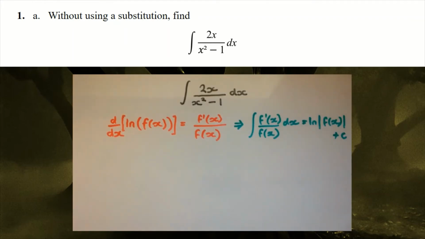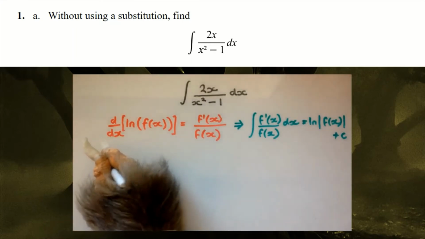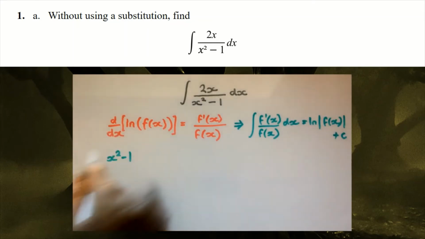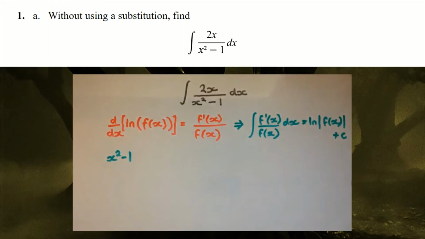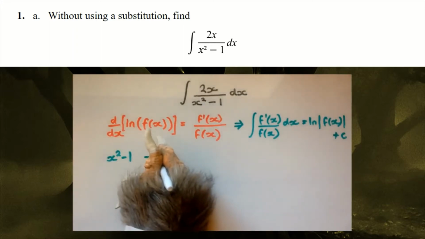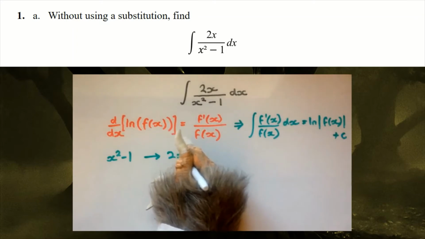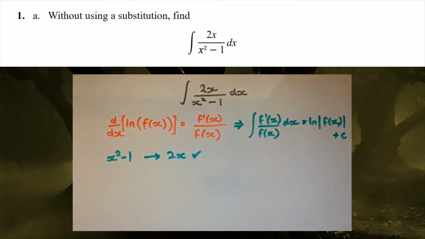Okay, so let's test our question. We've got 2x over x squared minus 1. So just very quickly, the denominator is x squared minus 1, and if you just quickly differentiate that, you'll notice you will get 2x. Now this checks out. This means that my numerator is indeed the derivative of my denominator. So I can just write down the answer. I mean, you don't have to do all this work, of course. This is just me talking you through the thought process.